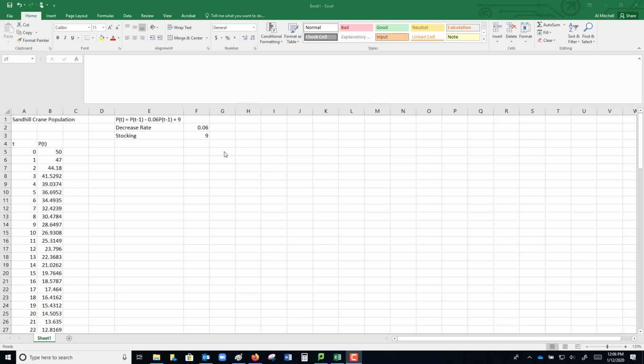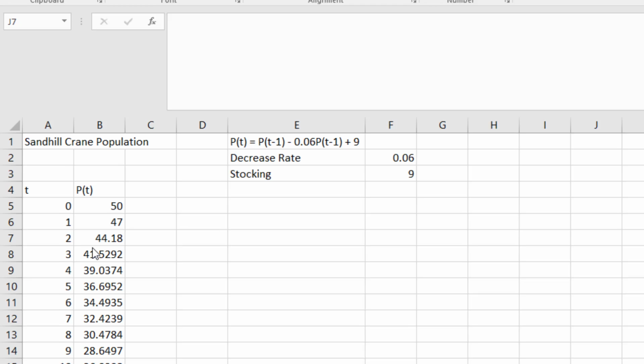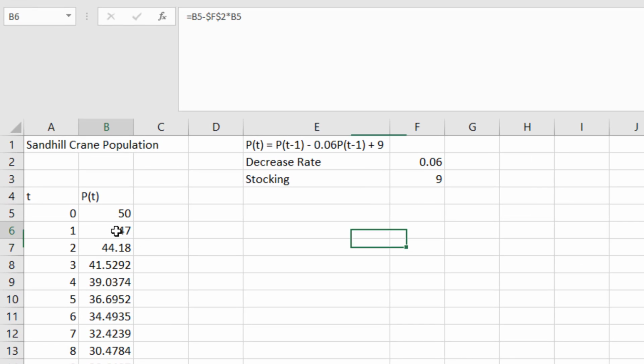So what about this idea of stocking? Adding an artificial amount of cranes to the population each year to see if we can keep the population from decreasing to 0, keep it from going extinct. Well, then all we have to do is change our model just a little bit in the equation. I go back to the formula, and I highlight up here, and this is the first cell after the initial population. The only thing we need to do is add our 9. I again made it an absolute cell reference over here because maybe we'll change the stocking number in the future, so I should make sure that that is an absolute cell reference.